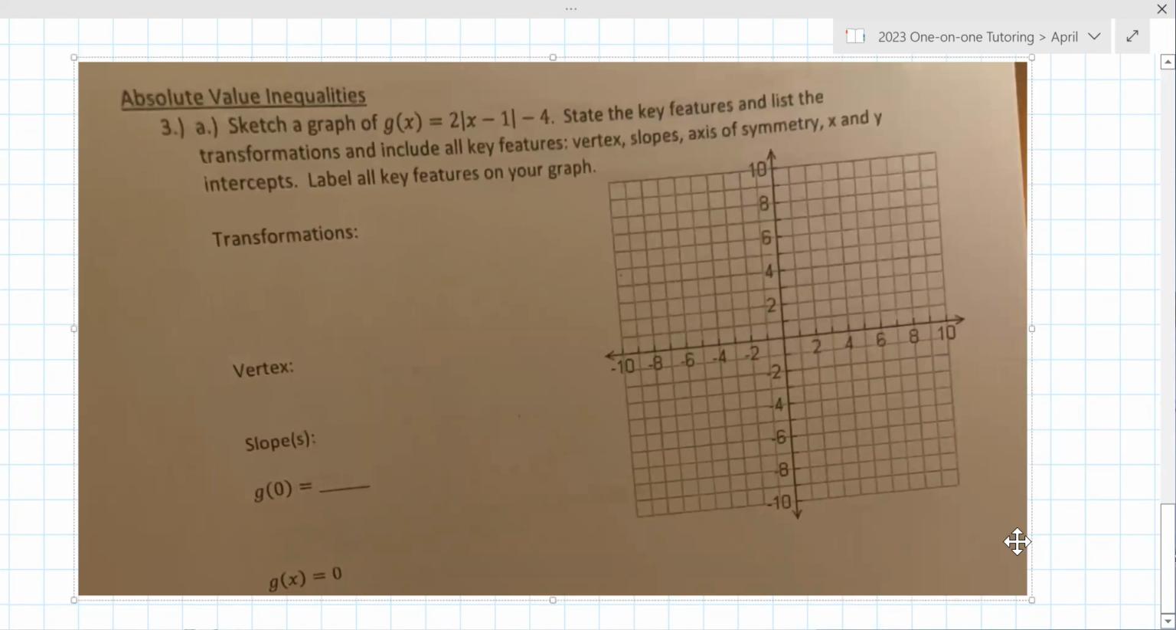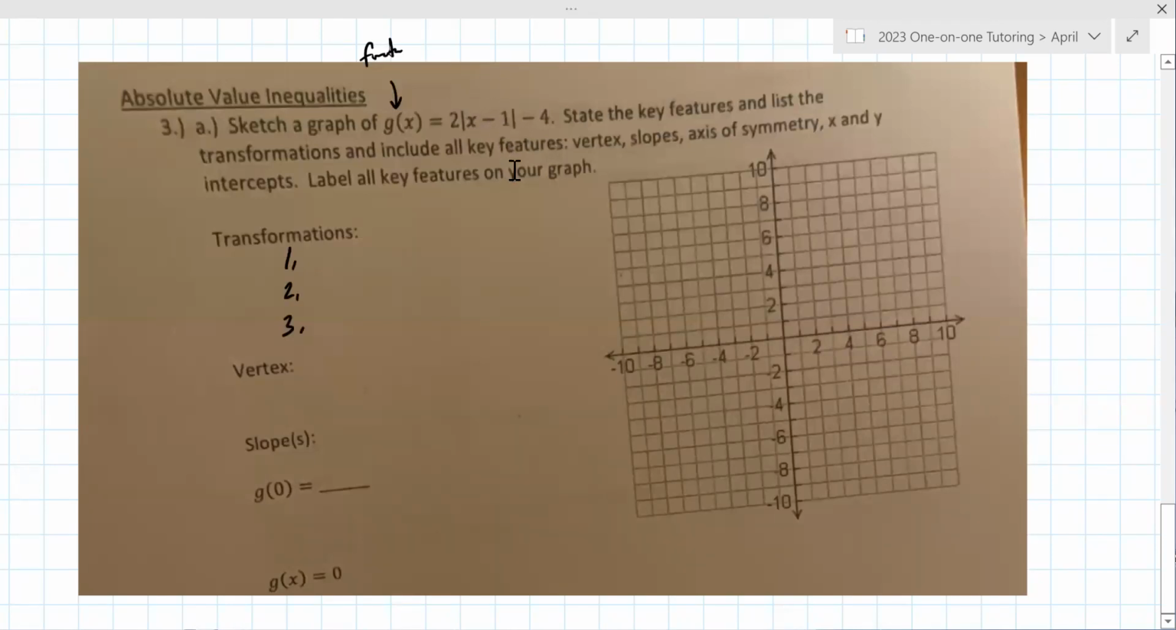You're now doing absolute value functions. That's what the g of x is. It's a function. Yeah. The vertical bars mean absolute value. State the key features and list the transformations. Include all features: vertex, slopes, axis of symmetry, x and y intercepts, and so on. They're trying to help you put that together here. There are 1, 2, three transformations from the original function up here.